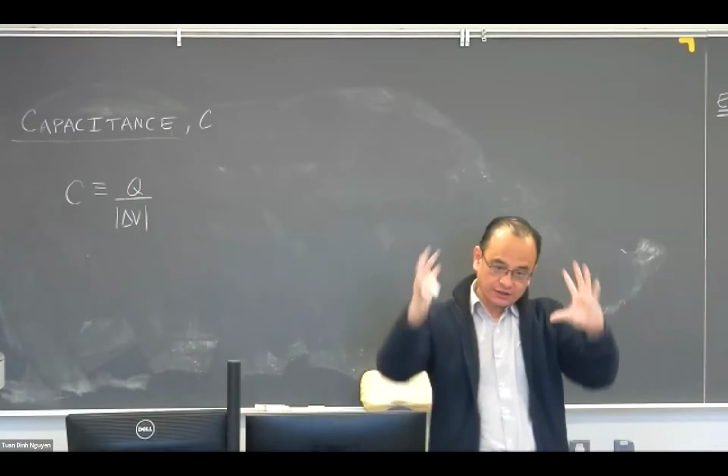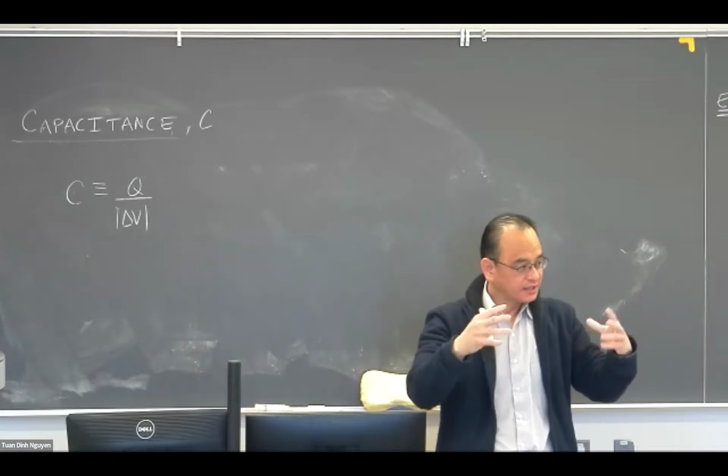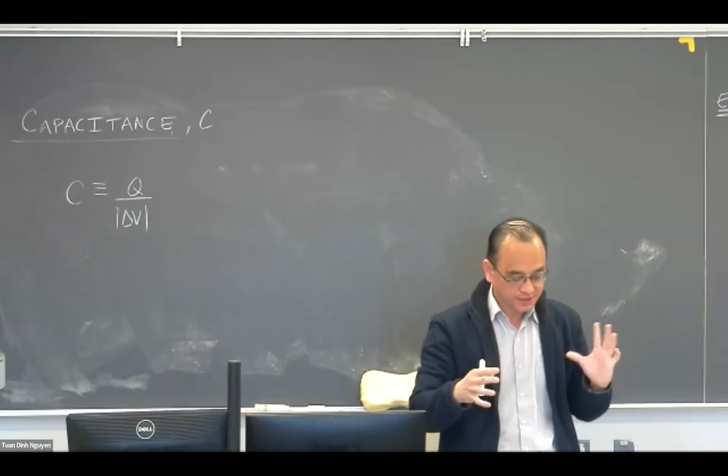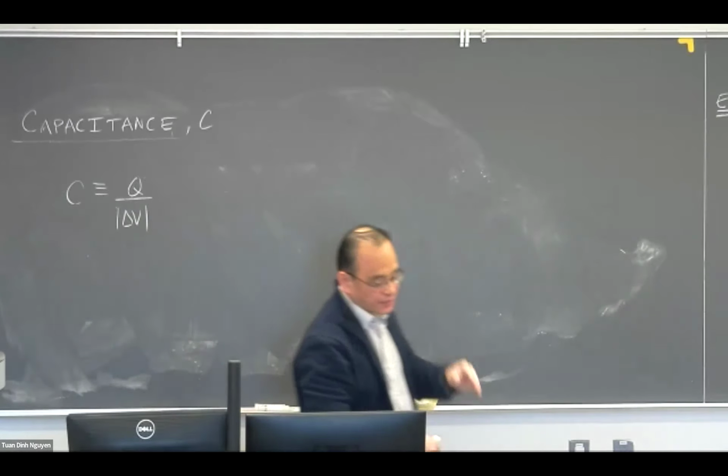And we did it for a charged sphere. Derive the formula, and it ends up, it just depends on the dimensions, the geometry of the object. So for a charged sphere, it was just R over K.